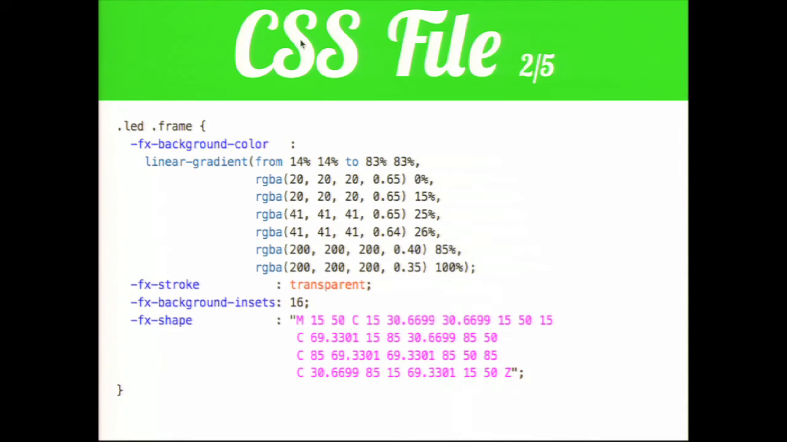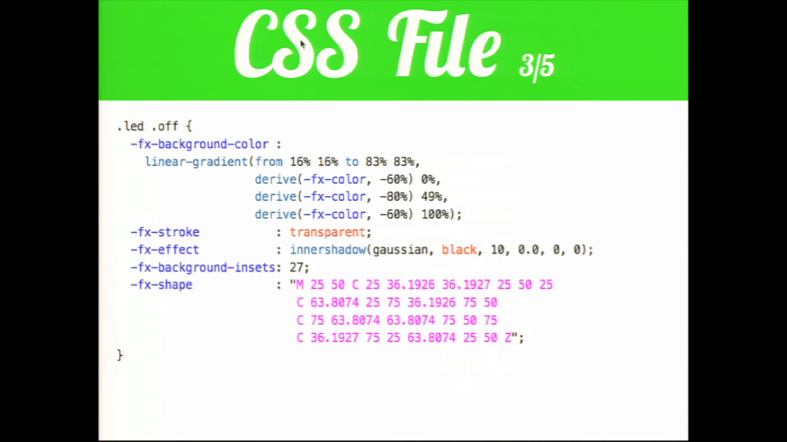But now the interesting thing is this here. And that's really amazing. If you are familiar with SVG, you directly see this is an SVG path, and you can just put it in as -fx-shape. And this is the circle that we saw for the frame. So it's completely defined in the CSS, no code for that. The same goes for the off state. And the background insets define, because you have the frame, it's this size, and you have the inset, which is the LED off state, right?